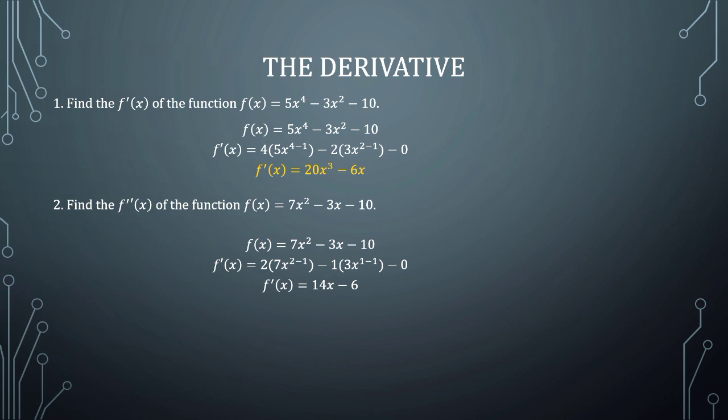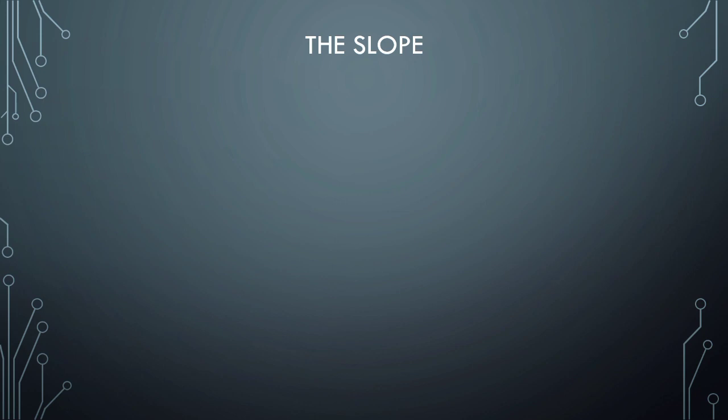Its derivative would be 14, since 14x raised to 1 minus 1 would be equal to 14. Then negative 6 would be equal to 0. So the second derivative would be equal to 14. Next is finding the slope using the derivatives.